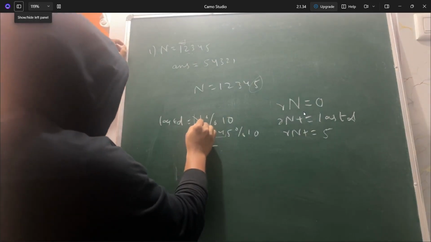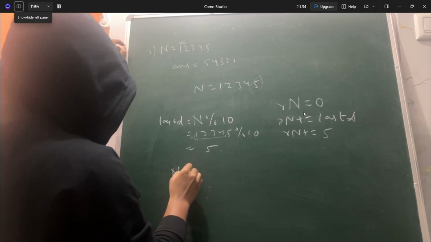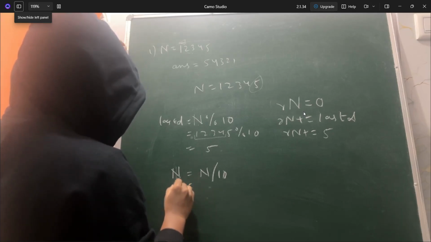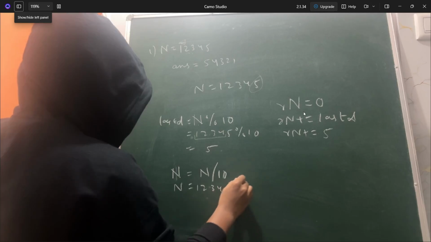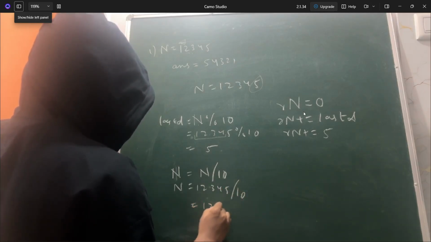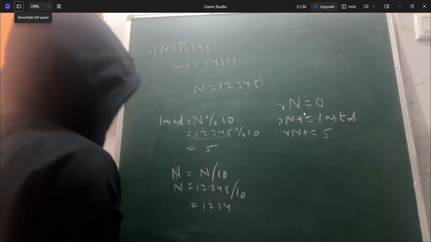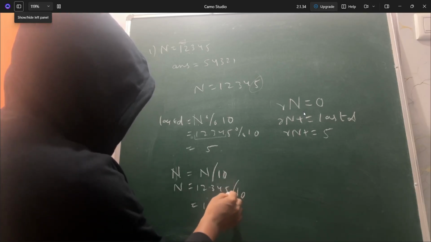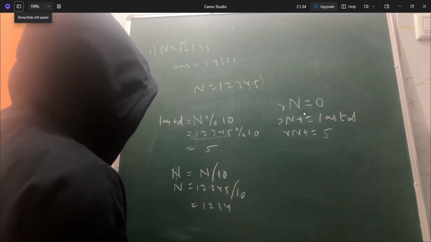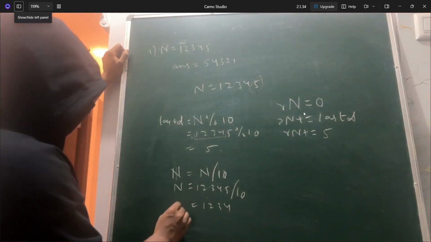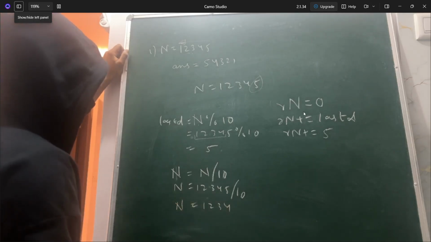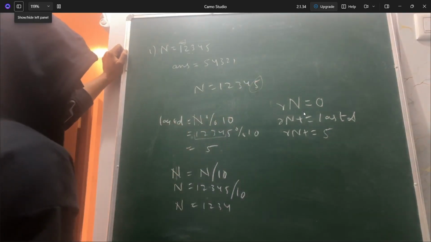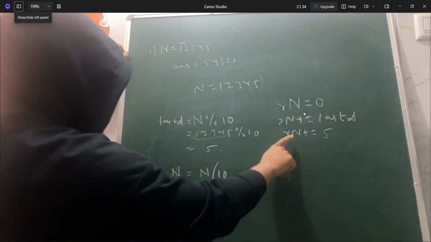And n we'll have to divide by 10. n is equal to n divided by 10. If you do it this way, n is 1 2 3 4 5, and if you divide it by 10, this will give you 1 2 3 4, because 5 is the remainder and that will go away. In integer division we will not have the remainder. So pretty much the first step you have got: we remove the last digit and put it here. Now n is 1 2 3 4 and Rn is 5.